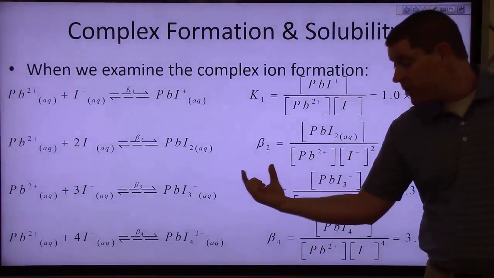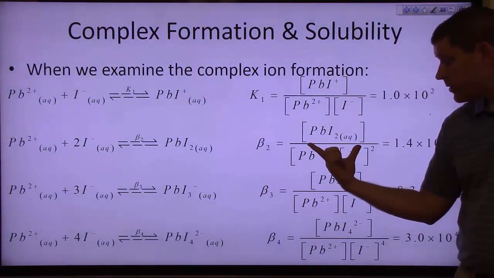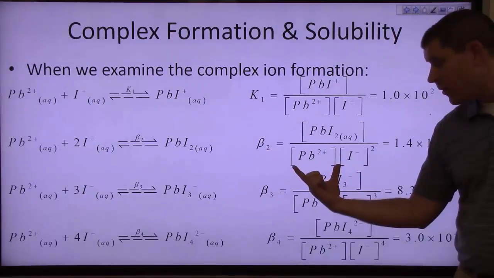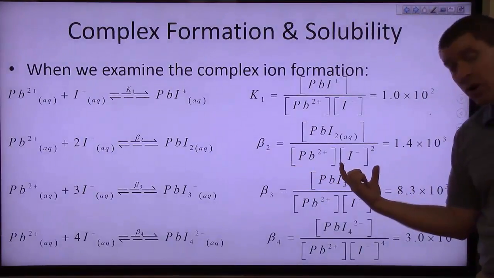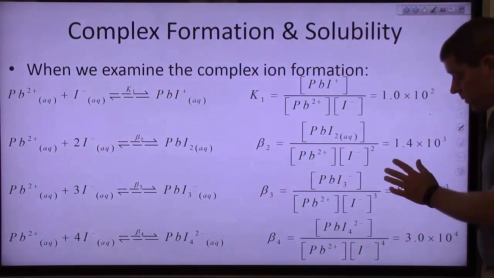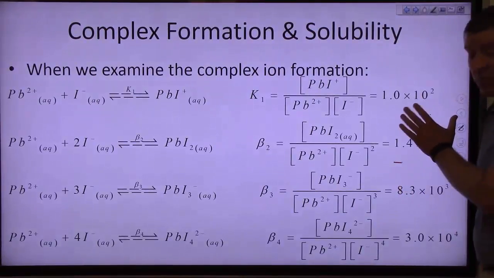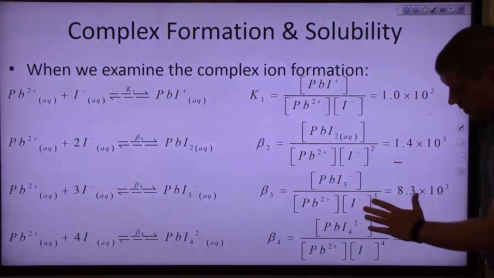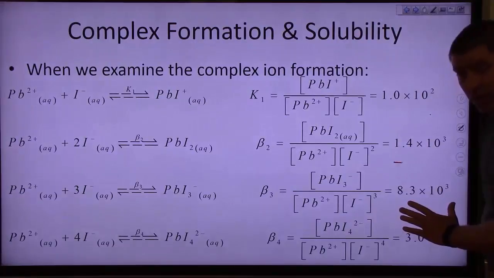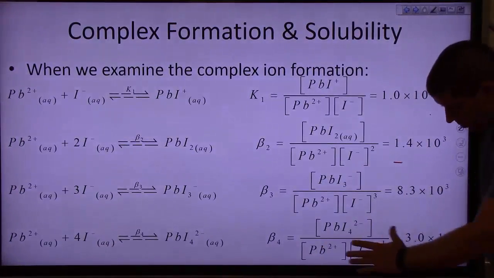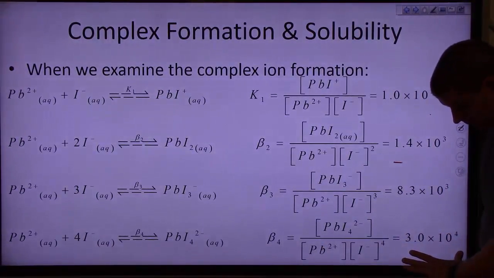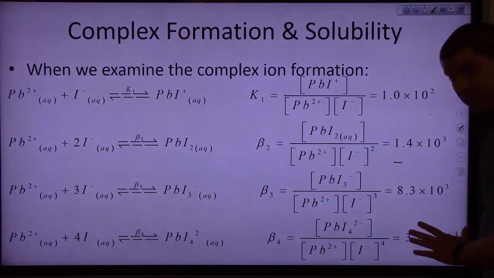Then we've got beta-2 is equal to the PbI2 concentration divided by our lead-2 concentration times the square of our iodide concentration. The value there is 1.4 times 10 to the 3, so that's even bigger than the first one. Beta-3 is 8.3 times 10 to the 3, so that's even larger. Beta-4 is equal to 3.0 times 10 to the 4, so that's even larger.